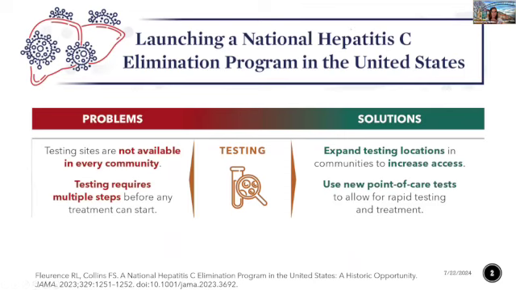So we know that hepatitis C elimination is feasible in the United States, and I'm leaving it to Drs. Florence and Collins, who had a great discussion about this opportunity. And from them, one of the biggest problems is in testing, that it's not available in every community, and that testing requires multiple steps before a treatment can start. And so some of the solutions proposed are to expand testing locations so that we can increase access, and to use new point of care tests to allow for rapid testing and treatment. And that's the area that we've been focusing on.